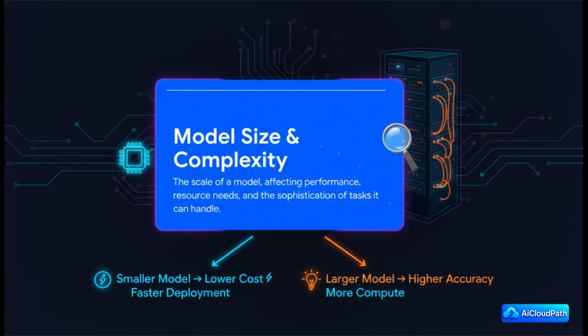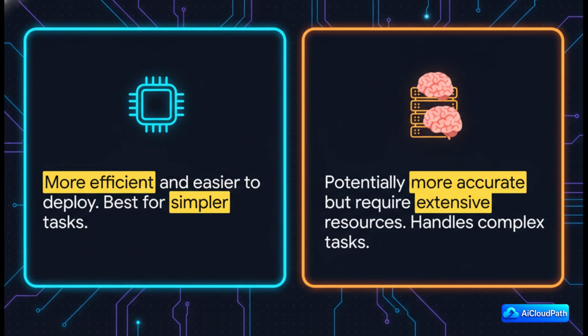Okay, next on our list, model size and complexity. These two really go hand in hand. We're basically asking how big and how powerful is this thing? As a general rule, a bigger, more complex model can tackle tougher jobs. But, as you can probably guess, all that power comes with a price tag. And this lays out the classic trade-off perfectly.